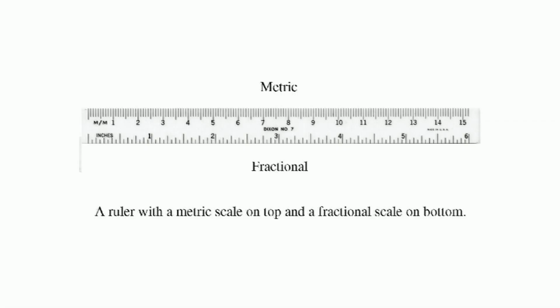The first system is called the metric system because the basic unit of length is a meter, and so metric is the word that's used to describe that system. A good example is this ruler, which has a metric scale on top and a fractional scale on the bottom. The metric scale has centimeters and millimeters, which are 1/10 of a centimeter. So each centimeter is broken up into 10 divisions.